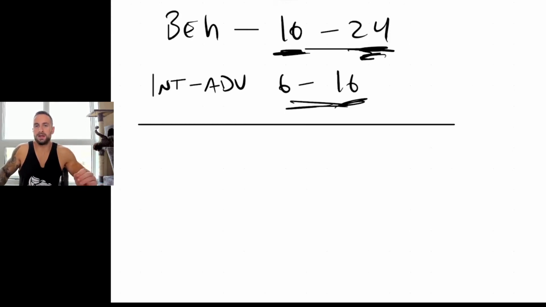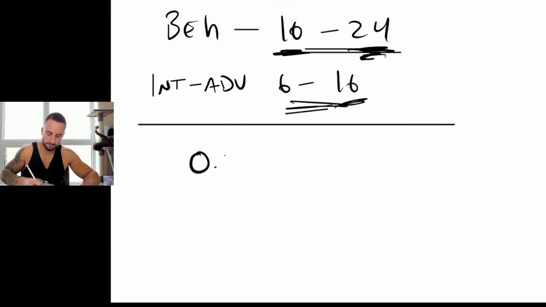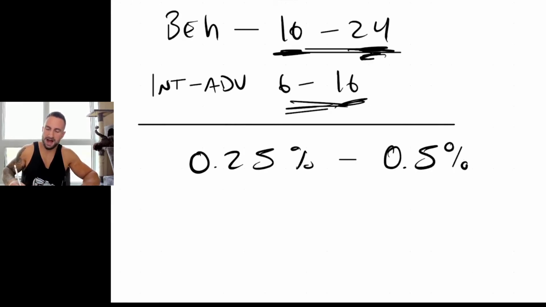Now, this may be shocking to you. It also might be upsetting. And I know I was upset when I learned this. But inside of your 16 to 24 week or your 6 to 16 week muscle gain phases, in order to make sure that your P ratio remains optimized and you're keeping that gap between muscle gained and fat gained as wide as possible, you're going to want to keep your rate of gain between 0.25% to 0.5% of your body weight per week.